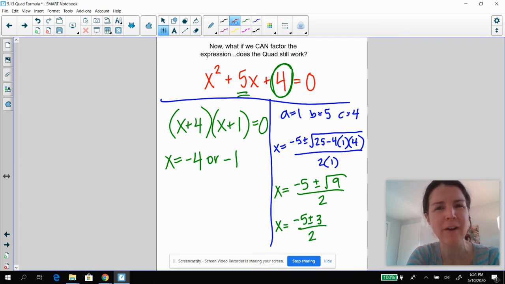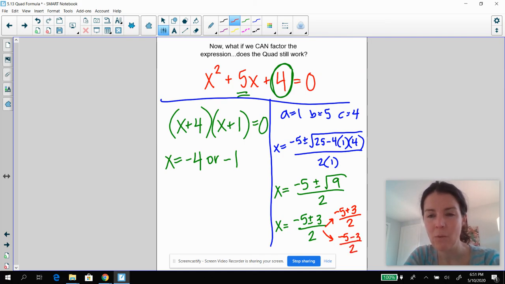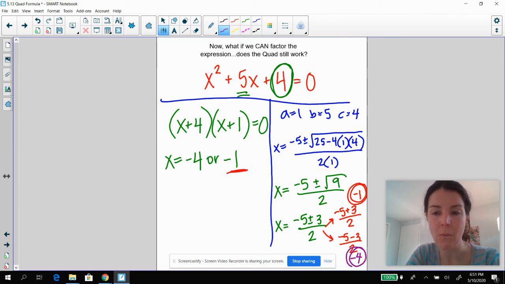And this plus or minus is kind of funky, right? Here's how it works out in our favor. -5 plus 3 divided by 2, and -5 minus 3 divided by 2. What's -5 plus 3? So -2. Wait, -2 divided by 2 is -1. Wait a second. And then look at the bottom one. -5 minus 3 is -8. And -8 divided by 2 is -4. What? Kind of cool, right?